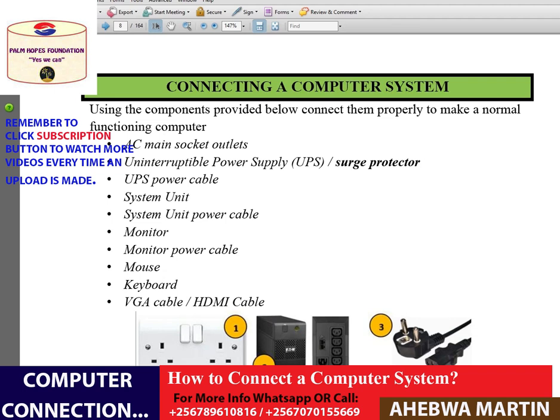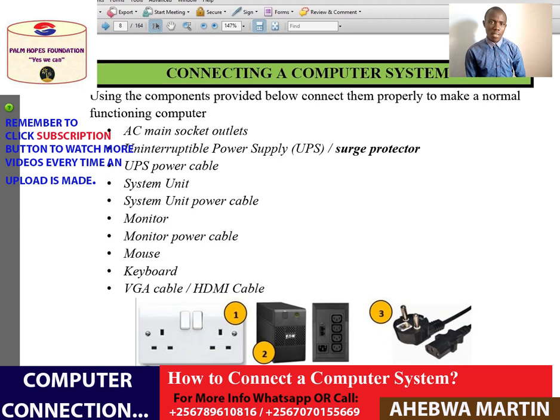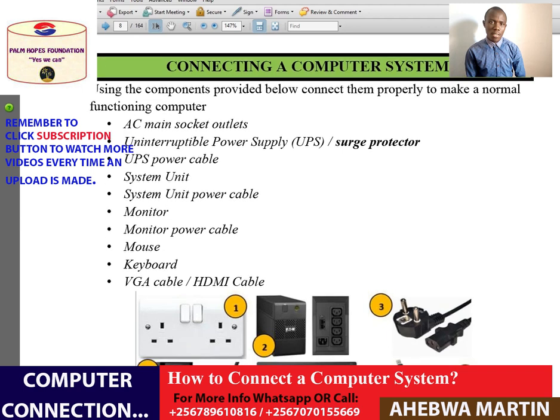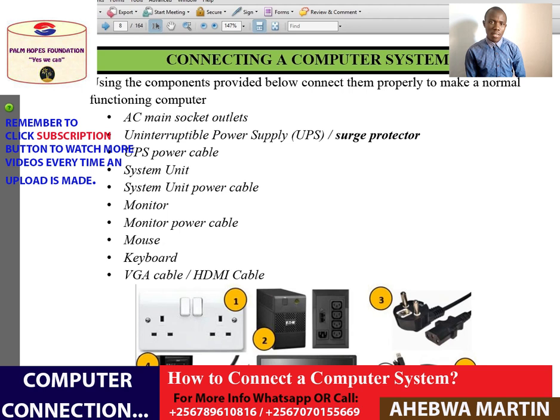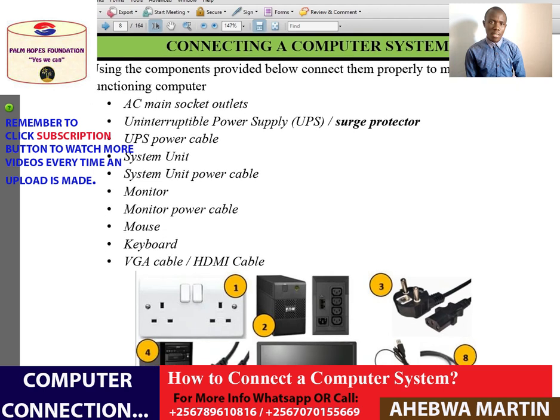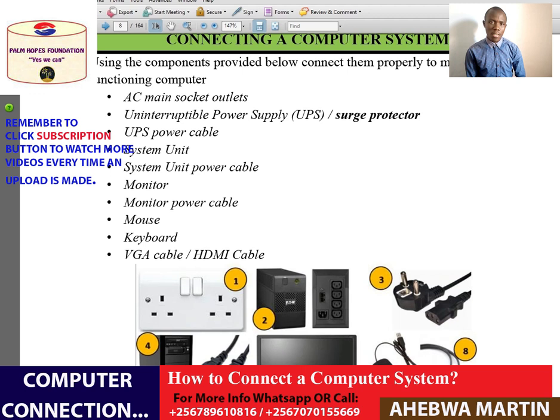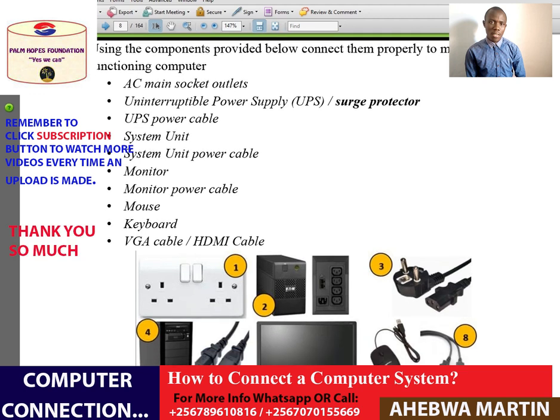So we are having what we call an AC main switch, AC main socket outlets, an uninterrupted power supply unit, or what we call a surge protector. We are having a UPS power cable, or an uninterrupted power supply power cable. We are having a system unit, a system unit power cable, a monitor, a monitor power cable, a mouse, a keyboard, and a VGA cable or an HDMI cable.